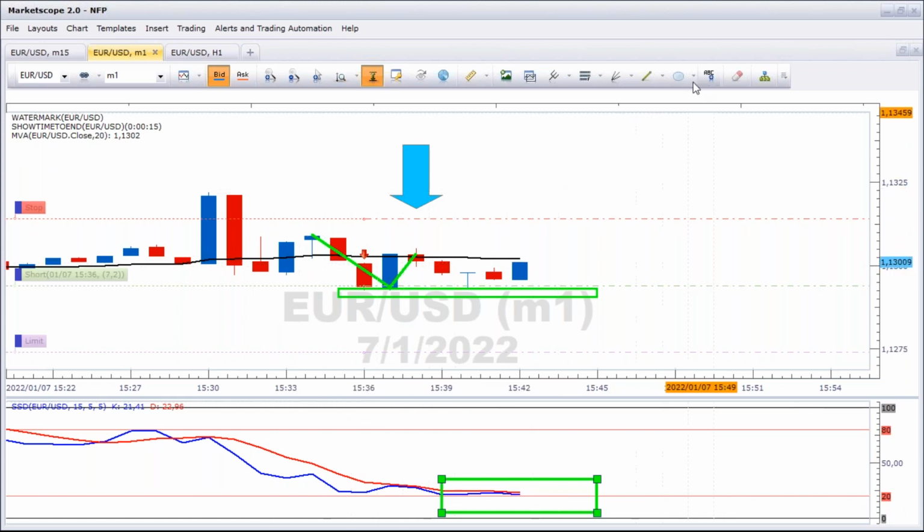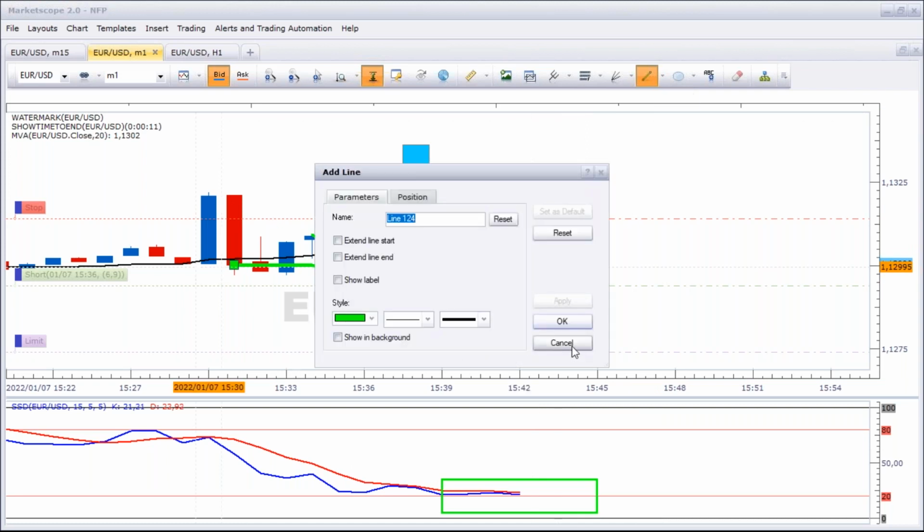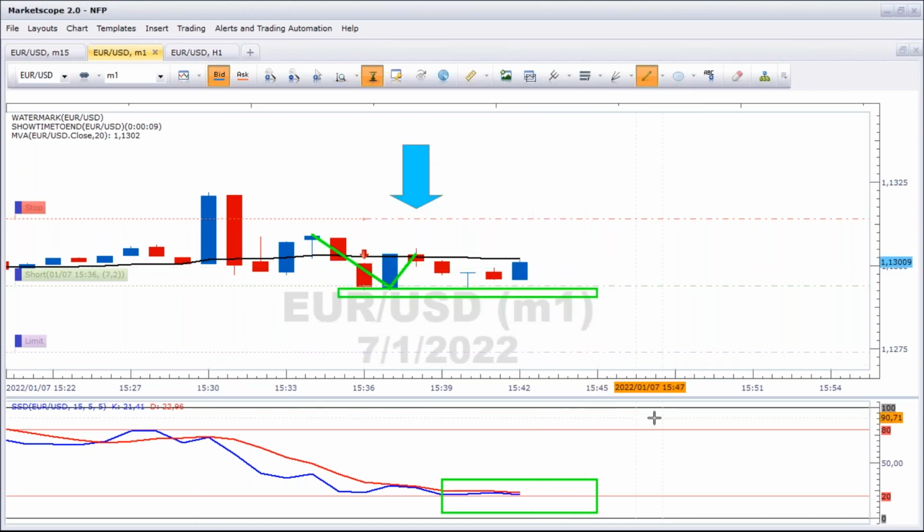Okay, so now it's moving sideways, which is not really what we want either. So the volatility has narrowed.